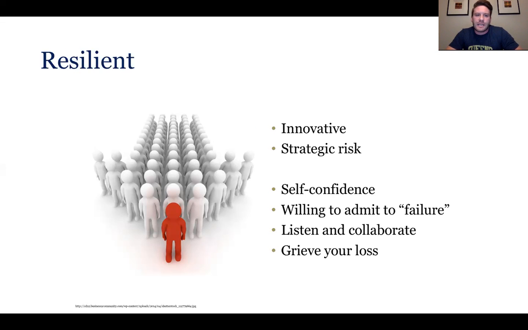Also, listen and collaborate with other people. Resiliency is all about having each other's backs. So understanding that you are not alone in this, even if you are a leader of an organization, there are others within that organization who have your back and are going to help you stay resilient and keep you positive throughout that.